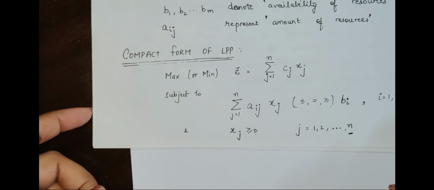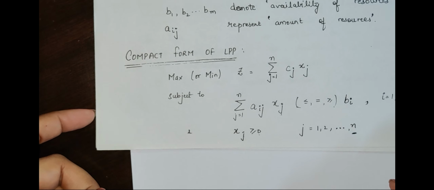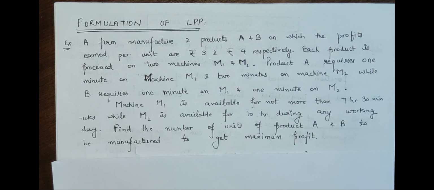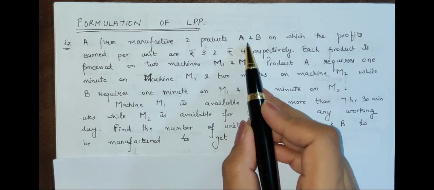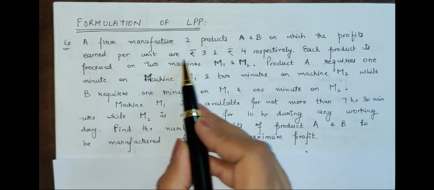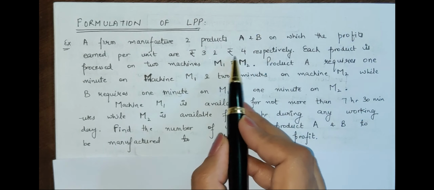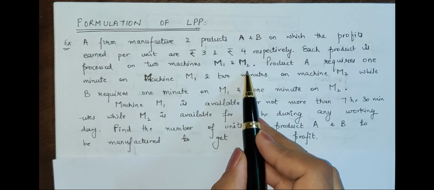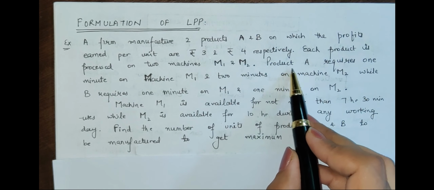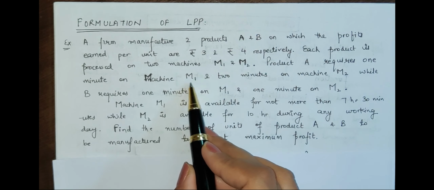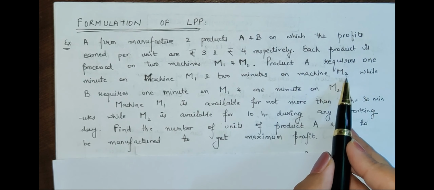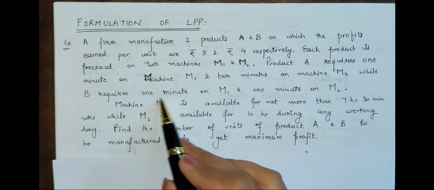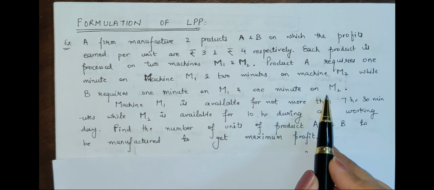So now let us see how we formulate a linear programming problem. This is the example we are considering to understand the formulation of an LPP. Let us read the problem. A firm manufactures two products A and B on which the profit earned per unit is rupees 4 and rupees 3 respectively. Each product is processed on two machineries, namely M1 and M2. Product A requires 1 minute on machine M1 and 2 minutes on machine M2, while B requires 1 minute on machine M1 and 1 minute on machine M2.